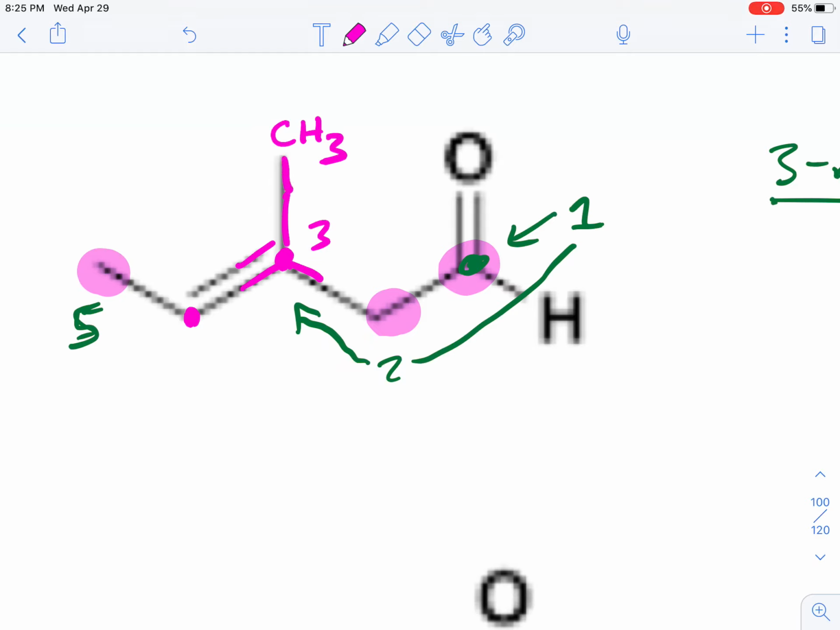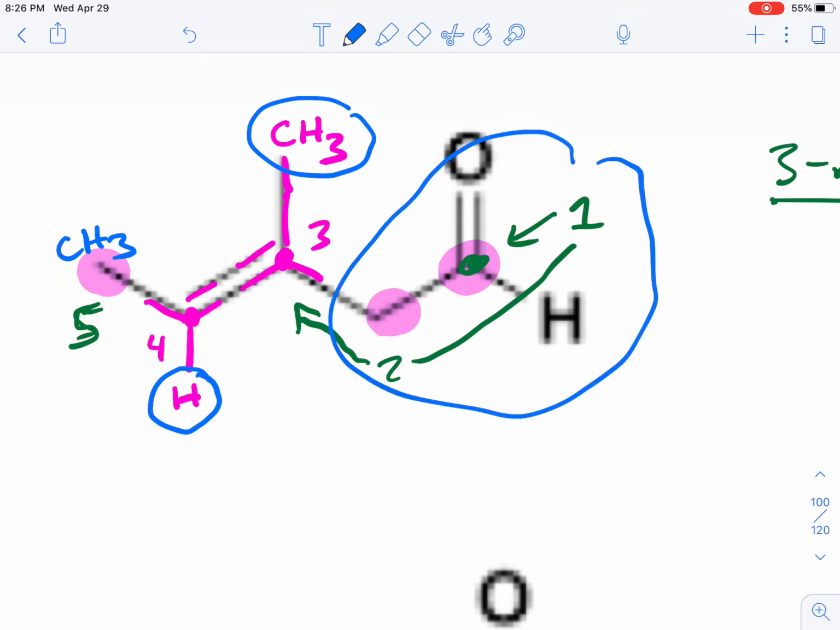Now, if I were to look at carbon number 4, I have 1, 2, 3. And so since I need 4 bonds, that fourth bond on carbon number 4 is going to be filled with a hydrogen. And so if you guys have only one hydrogen, notice that this is a methyl, this is a methyl, this is a whole bunch of other stuff, right?